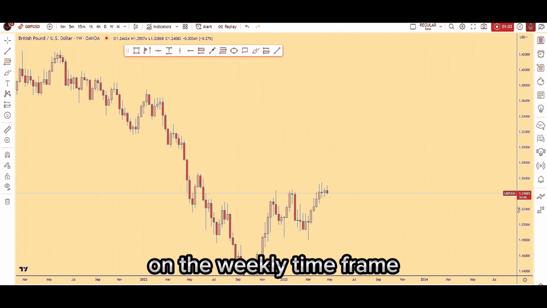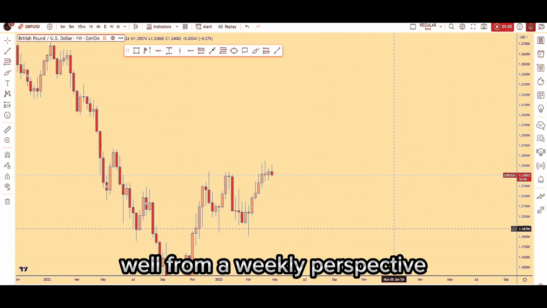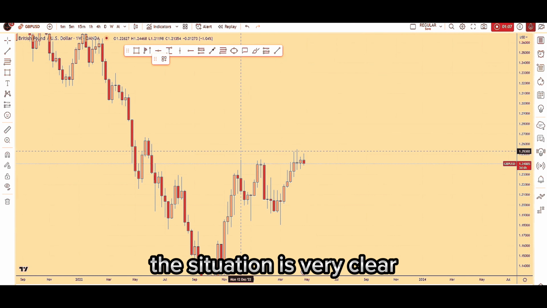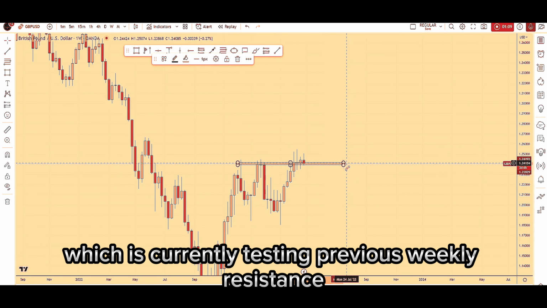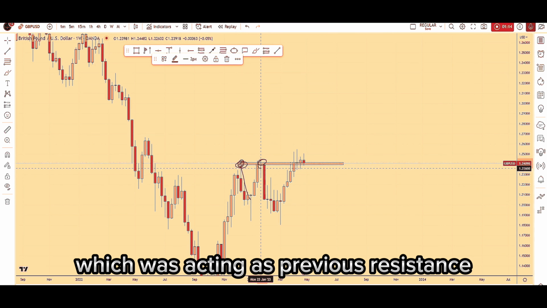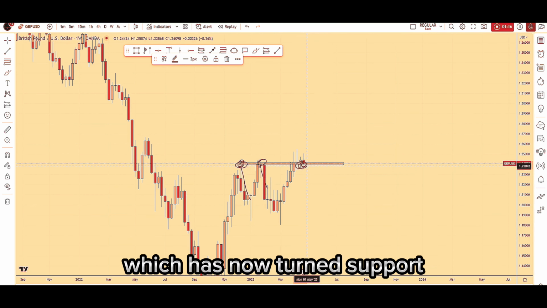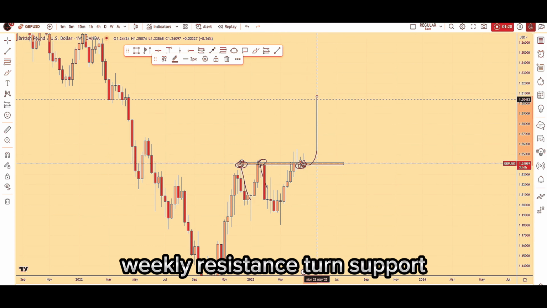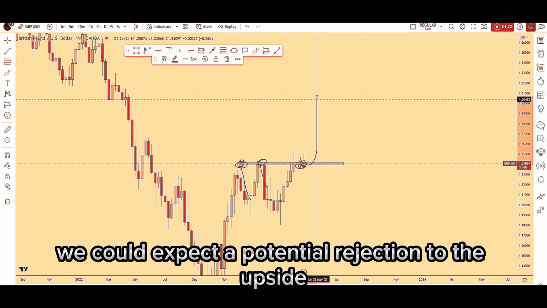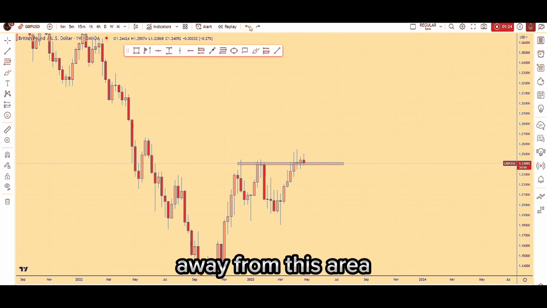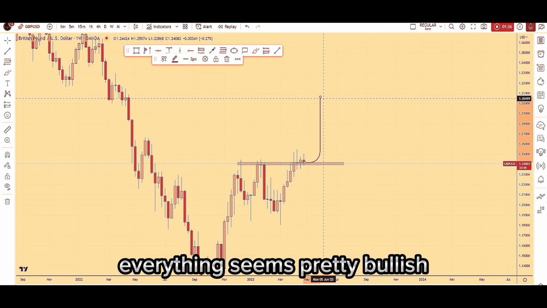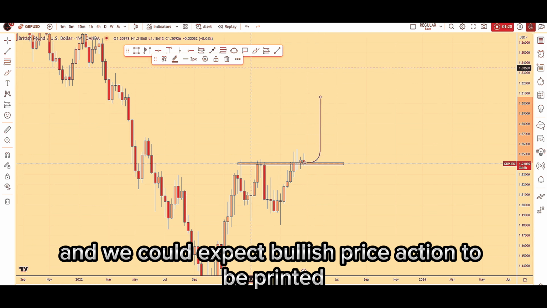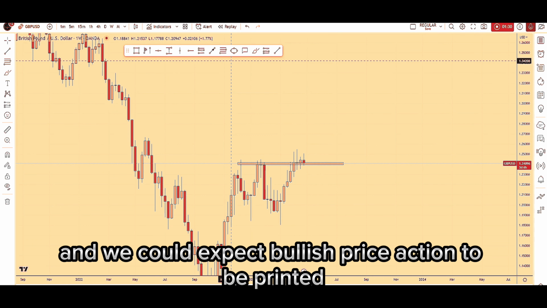Dropping down on the weekly time frame, what do we have? Well, from a weekly perspective, the situation is very clear. We have a market which is currently testing previous weekly resistance, which was acting as previous resistance here. Again here, which is now turned support. And as the market is testing this previous weekly resistance turned support, we could expect a potential rejection to the upside away from this area. So on the weekly, everything seems pretty bullish and we could expect bullish price action to be printed.